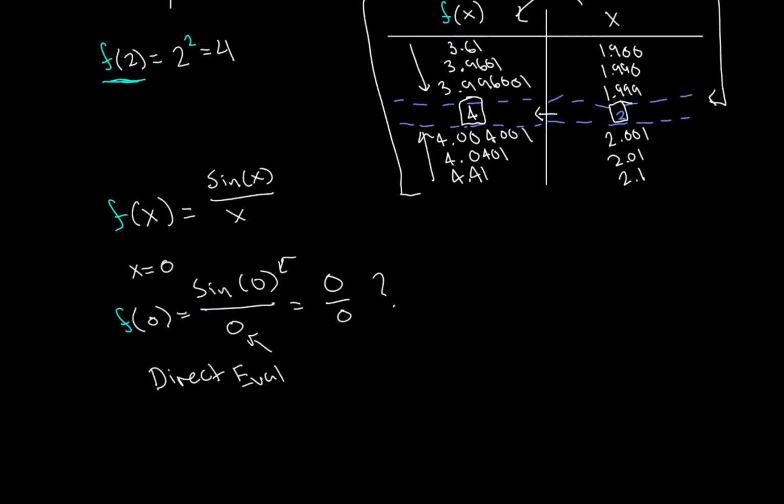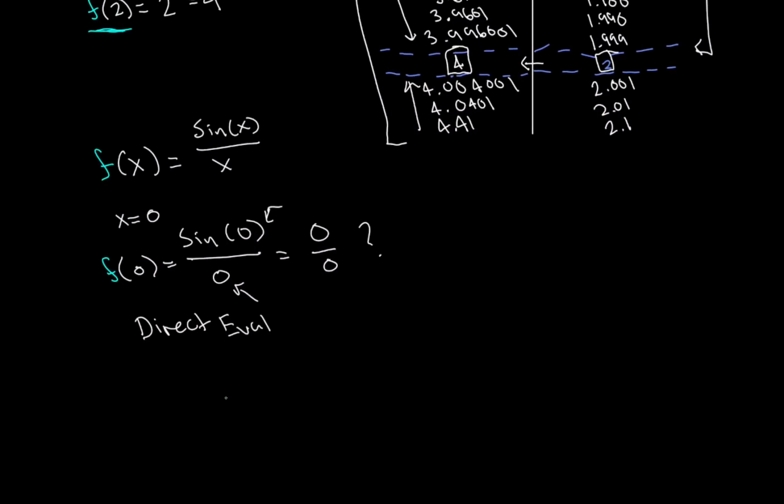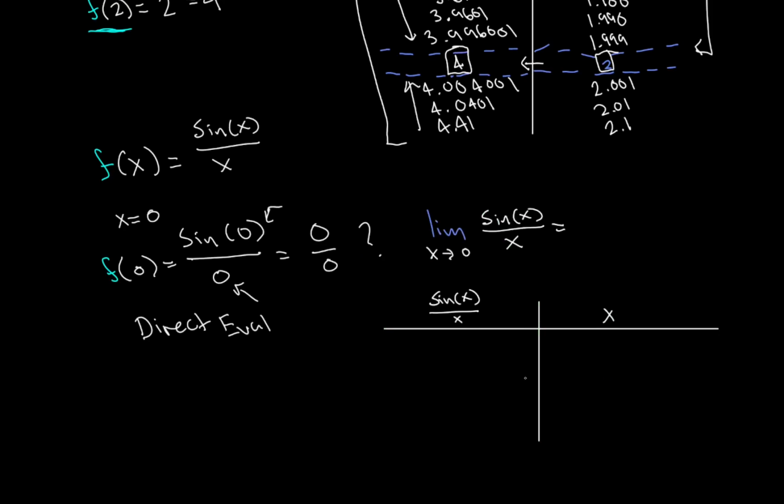So now let's try our other method where we do the limit. On this side, let me use the same colors from before: sine of x over x. But we don't know what this value is, right? So let's find values around 0 here. We have negative 0.001, negative 0.01, and then negative 0.1. And then we have 0.001 on this side, 0.01, and then 0.1, right?